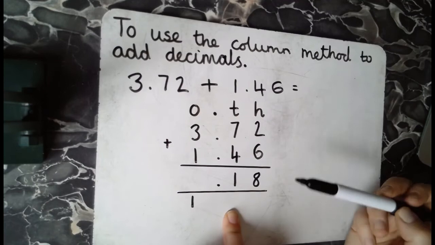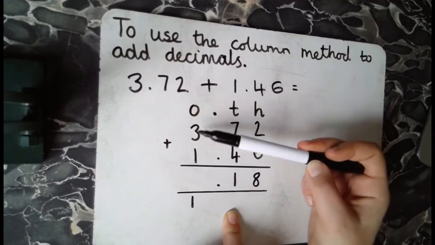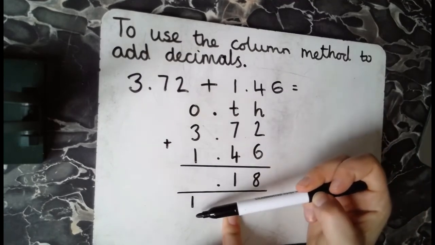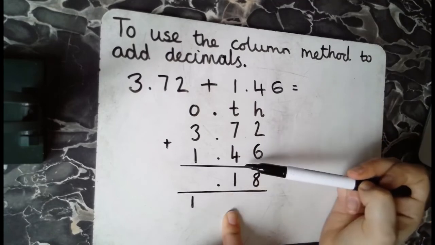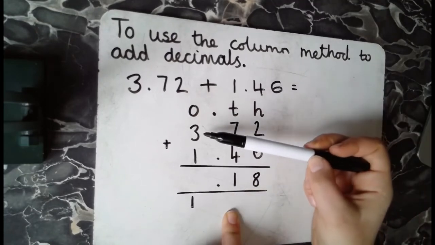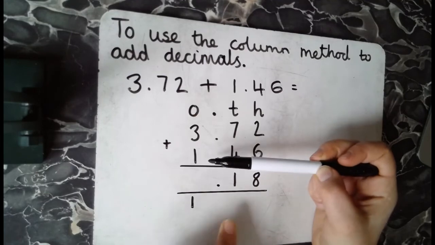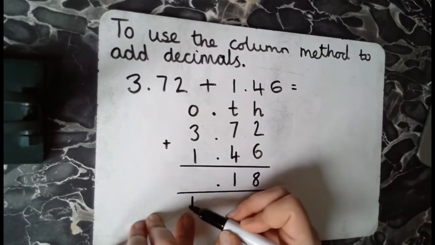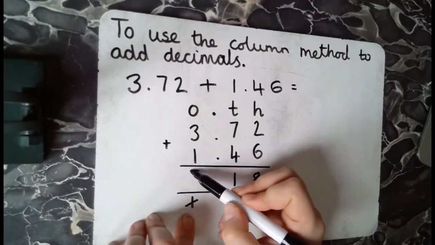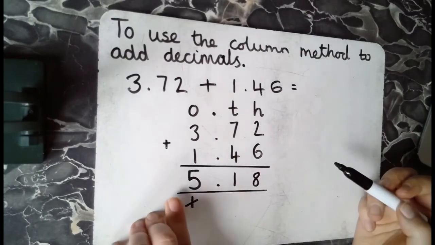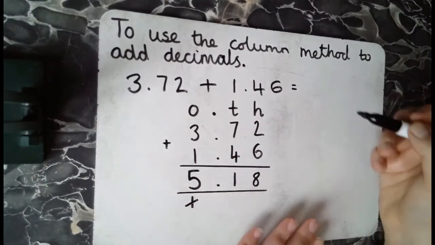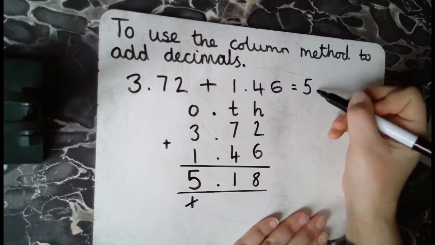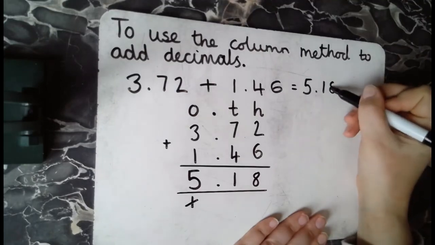Now I've added my tenths, I can move to my ones, not forgetting I've now got an extra 1 in this column because I've had to carry from the tenths. I'm going to do 3, add 1, which is 4, add my extra 1, which I've now done, so I can cross it out. That gives me 5, and there I have my sum, 5.18, which can go up here to complete my equation.